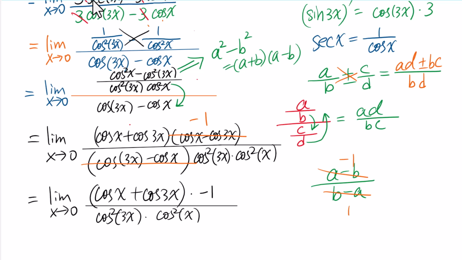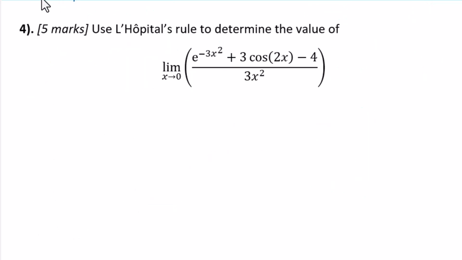This time, we will plug 0 into these expressions. To the top, since cosine 0 equals 1, we got 1 plus 1 times negative 1. Denominator 1 times 1, so the answer equals negative 2. Let's go to question 4.